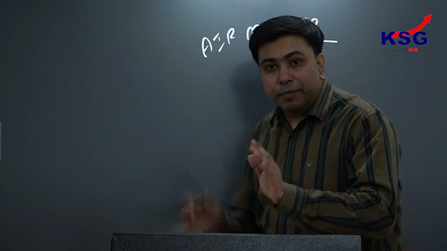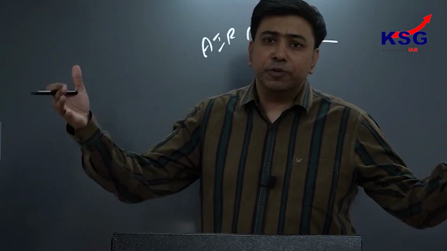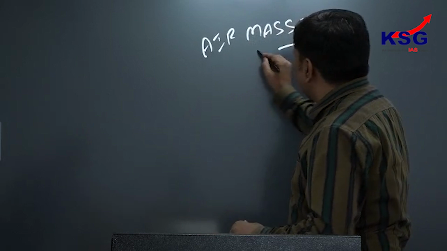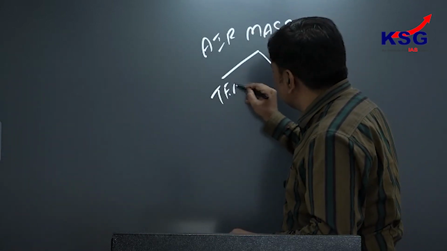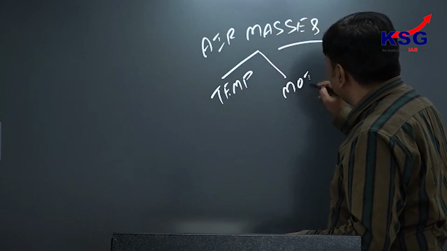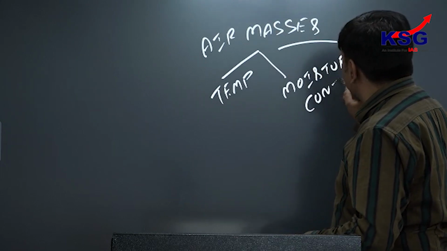Air masses are nothing but the bundles or packets of air. I mean huge mass of air, which are covering huge area, thousands of kilometer long area. But the air masses, I mean the air parcels, are having similar physical properties of same temperature and same level of moisture content.